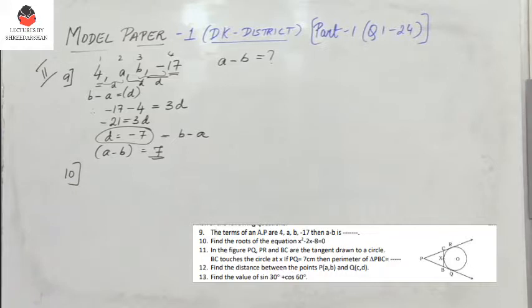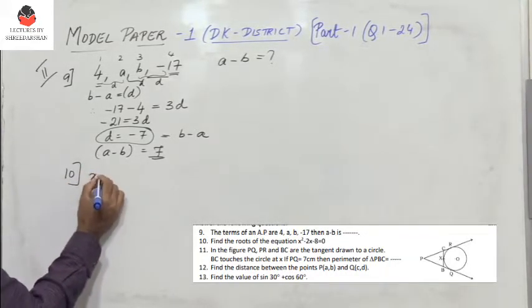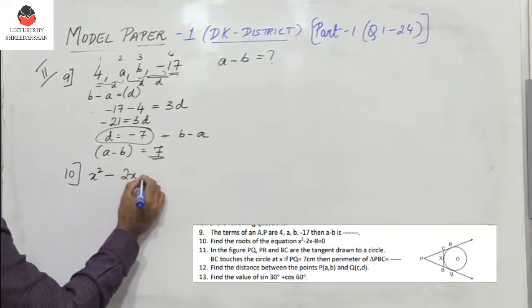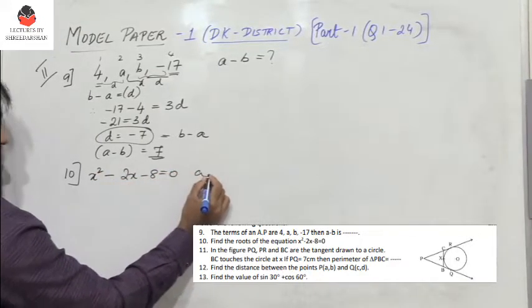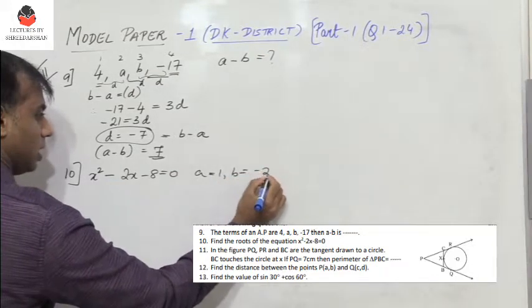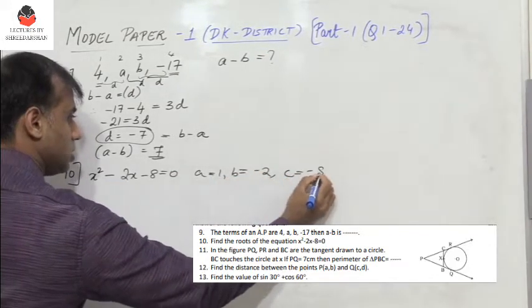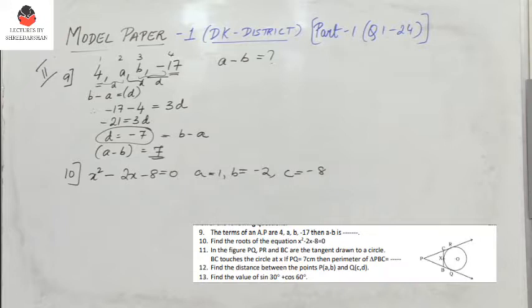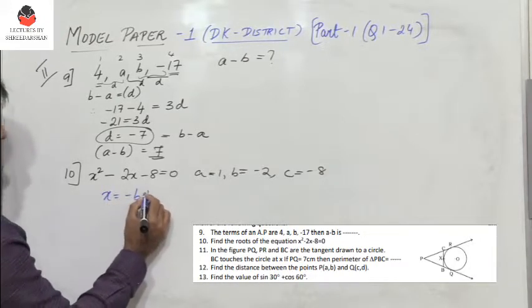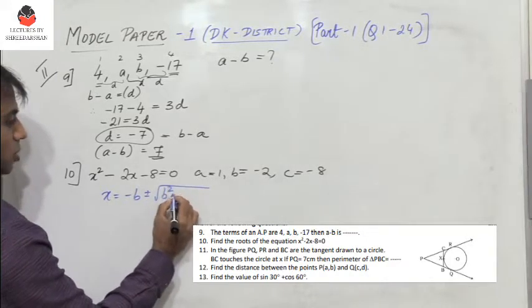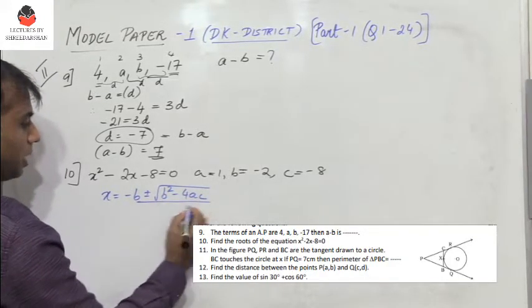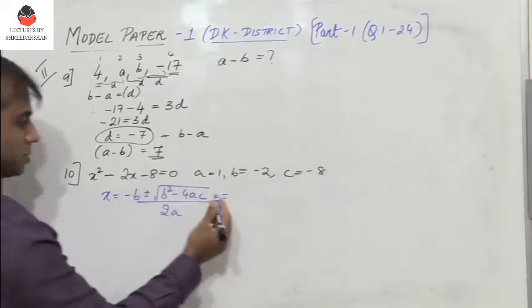A very interesting problem. 10th one, find the roots of the equation x square minus 2x minus 8 equals 0. So A equals 1, B equals minus 2 and C equals minus 8. So we know that the expression is x equals minus b plus or minus root of b square minus 4ac divided by 2a. Alright, so let me substitute the values.